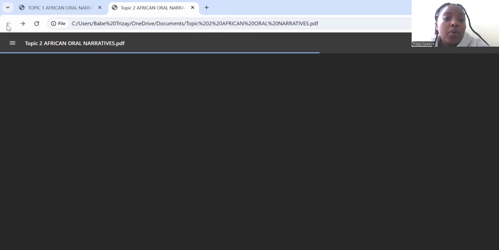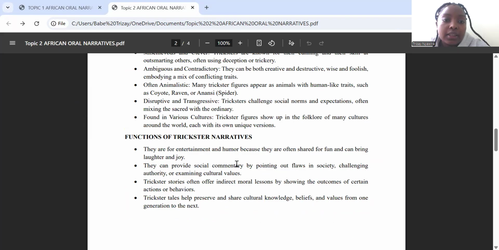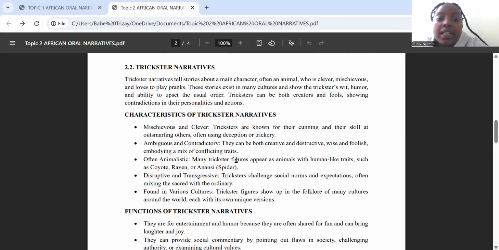So we will move to our next narrative, which are the Trickster Narratives. Trickster Narratives tell stories about the main character, often an animal, who is clever, mischievous, and loves to play pranks. These stories exist in many cultures and show the trickster's wit, humor, and ability to upset the usual order. Tricksters can be both creators and fools, showing contradiction in their personalities and actions. An example of a trickster narrative is hare and hyena, where the hare tricks the hyena and the hare ends up benefiting, while the hyena is taken to be a fool.